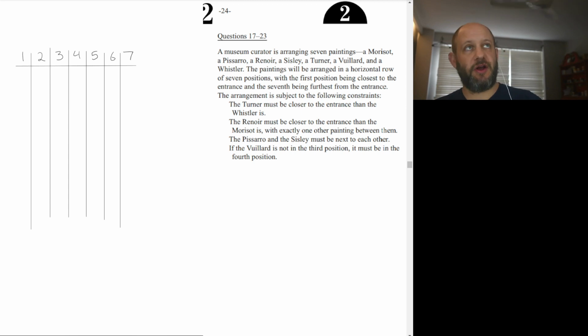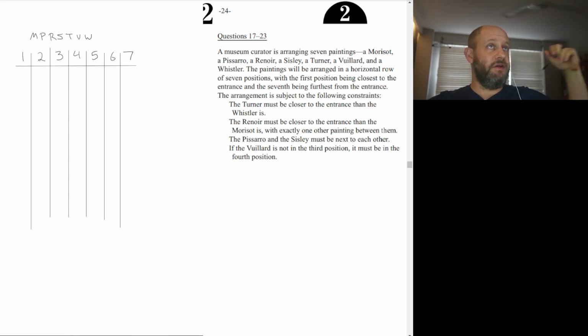So we take a look at our variables, which I'll list out: M, P, R, S, T, V, and W. And what does it say about those variables? The paintings, all of the paintings, not some of the paintings, will be arranged in a horizontal row of 7 positions. That's it. Which means all 7 paintings are going to be there and they're going to be arranged in this order. So nothing's used twice, nothing is left out, no spot is used twice, no spot is left out. So this is good. The whole game is 1-to-1, which is what we like. It keeps things simple. And then we're going to go about writing out our rules.